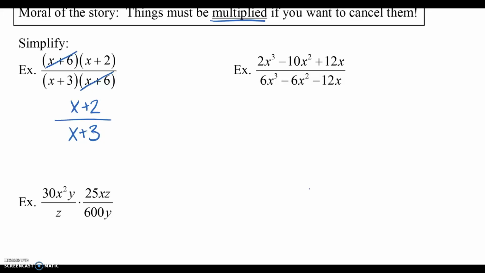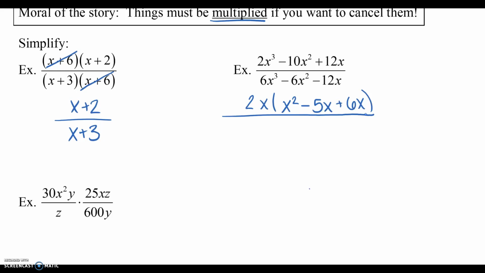For this example, 2x cubed minus 10x squared plus 12x over 6x cubed minus 6x squared minus 12x, we have to factor first. So remember, when you're factoring, you should always factor out the greatest common factor first. So in our numerator, that's going to be a 2x. 2x cubed divided by 2x is just x squared. Negative 10x squared divided by positive 2x is negative 5x. And 12x divided by 2x is positive 6. We need to keep it in a fraction.